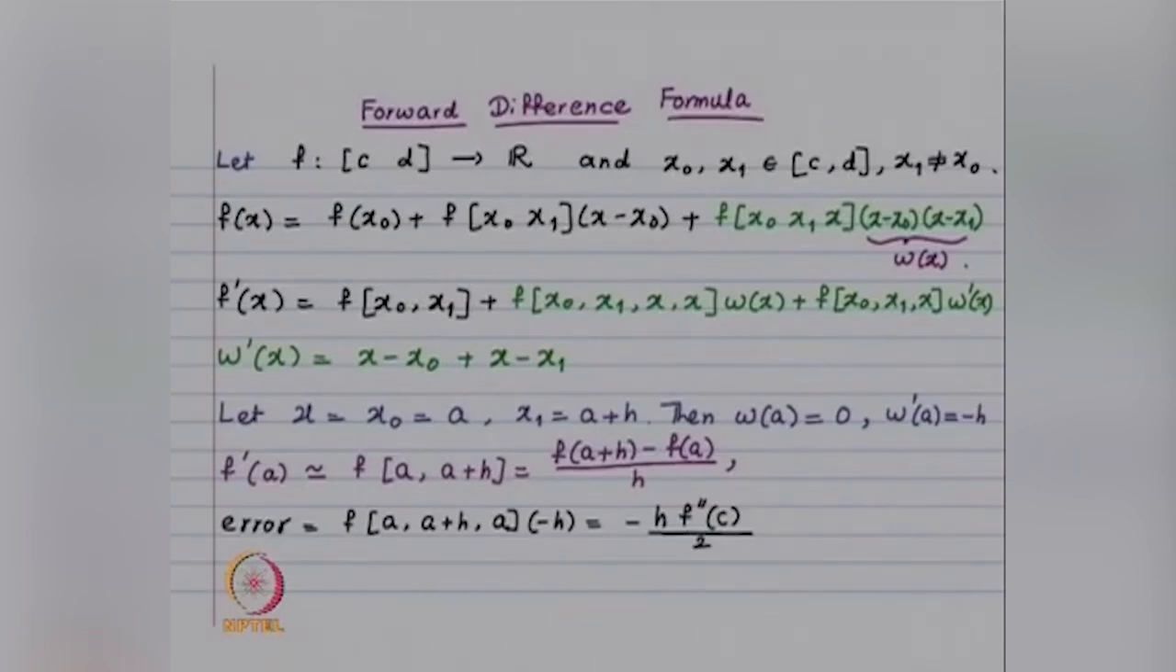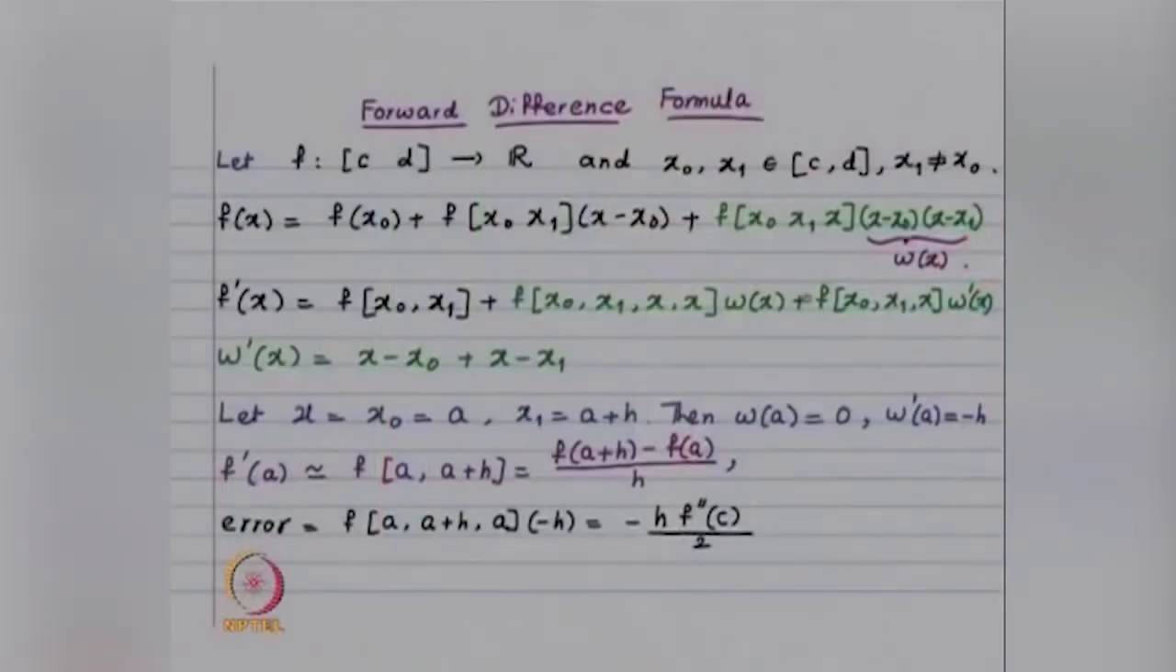So now we want to choose our x0 and x1. We are going to choose them in the vicinity of our point a. The first case is: choose x0 equal to a and x1 equal to a plus h. When you do that, our w(x) is (x − x0)(x − x1). At x equal to x0 equal to a, w(a) is going to be equal to 0, and w'(a) will be, this will be 0, this will be a minus (a + h). So it is minus h.